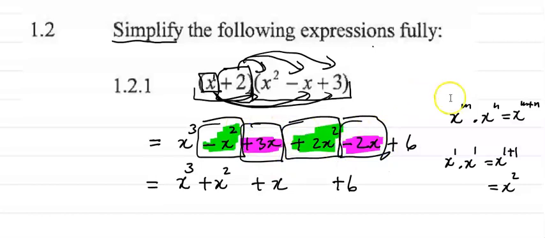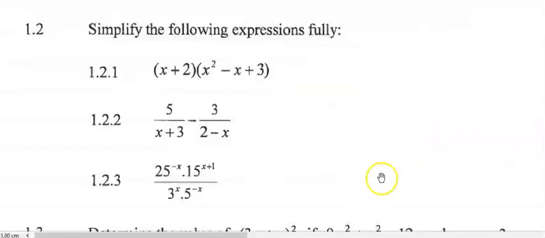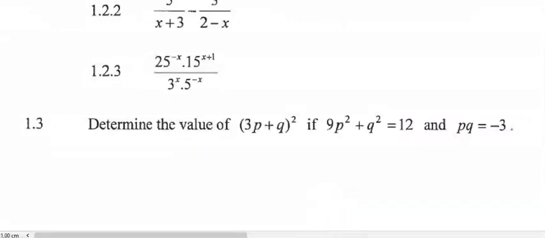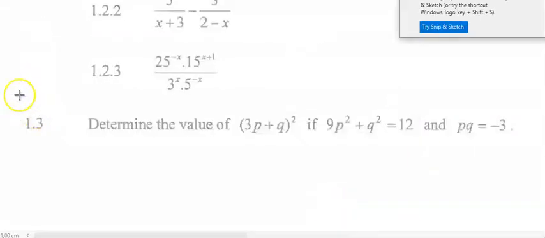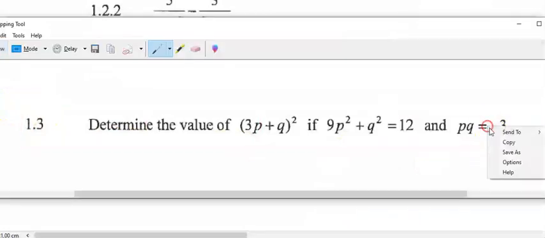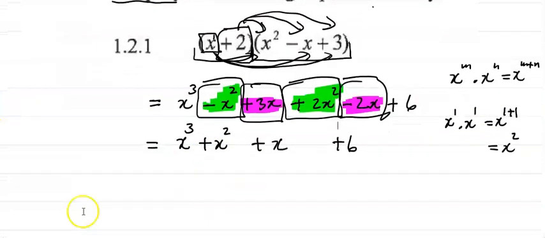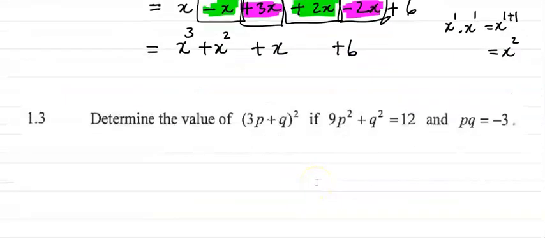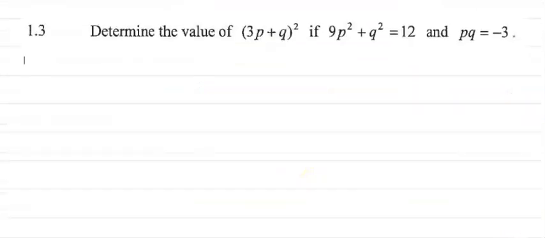Now let's look at the next question that we said we're going to do. So we're now going to be looking at squaring of a binomial. Right, so this is 1.3 in the November 2018 paper. So let's see, what do they want us to do here? For this particular question, it says determine the value of 3p plus q all squared if 9p squared plus q squared equals 12 and pq is equal to minus 3. So they want the value of this expression.